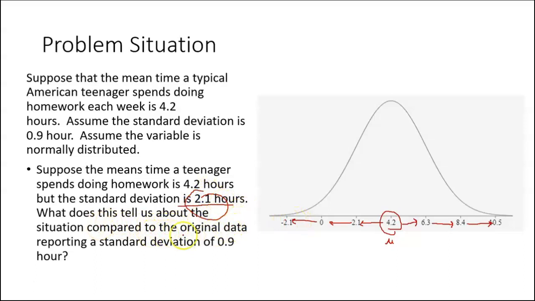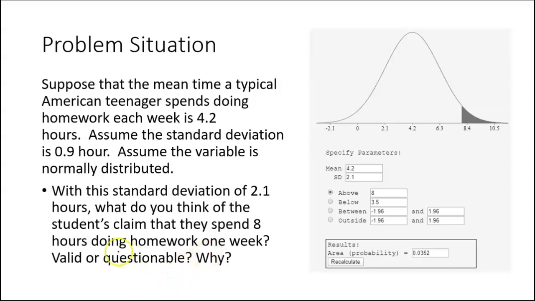So what does that tell us compared to the original data? It just means that we have a more spread out data set. There's more extremes. We have people spending lots of hours on homework, and we have people spending not so many hours on homework. Where in the 0.9, we have more consistency around that mean. So now, what do you think of the student's claim that they spent 8 hours doing homework? Well, now it's a little bit more reasonable. At least 8 hours of doing homework is somewhere on the charts.